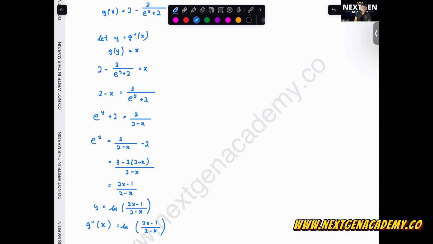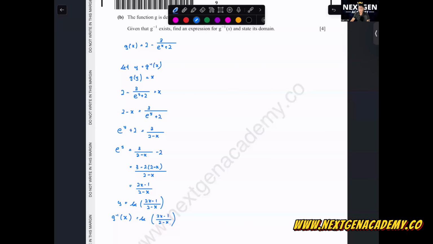Okay, I just want to hear from y'all. How do y'all find the domain of ln((2x minus 1) over (2 minus x))? For g(x), they actually gave us a domain. How do y'all do this? Anyone? What is the method that y'all use? Okay, I'll show you the method that I use.